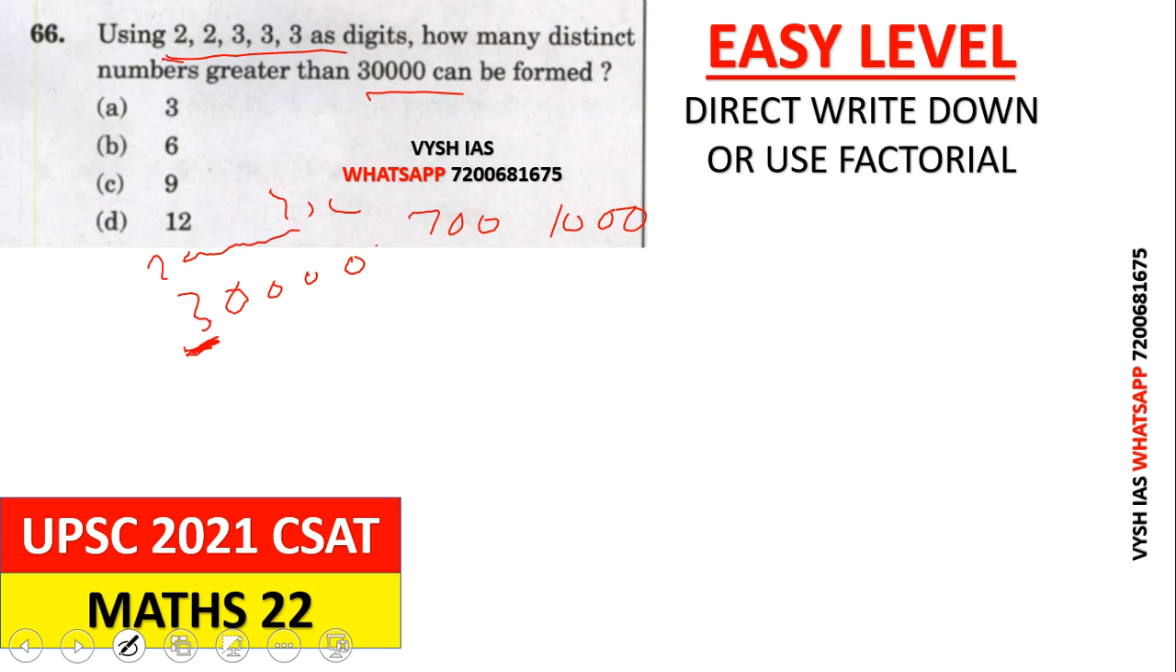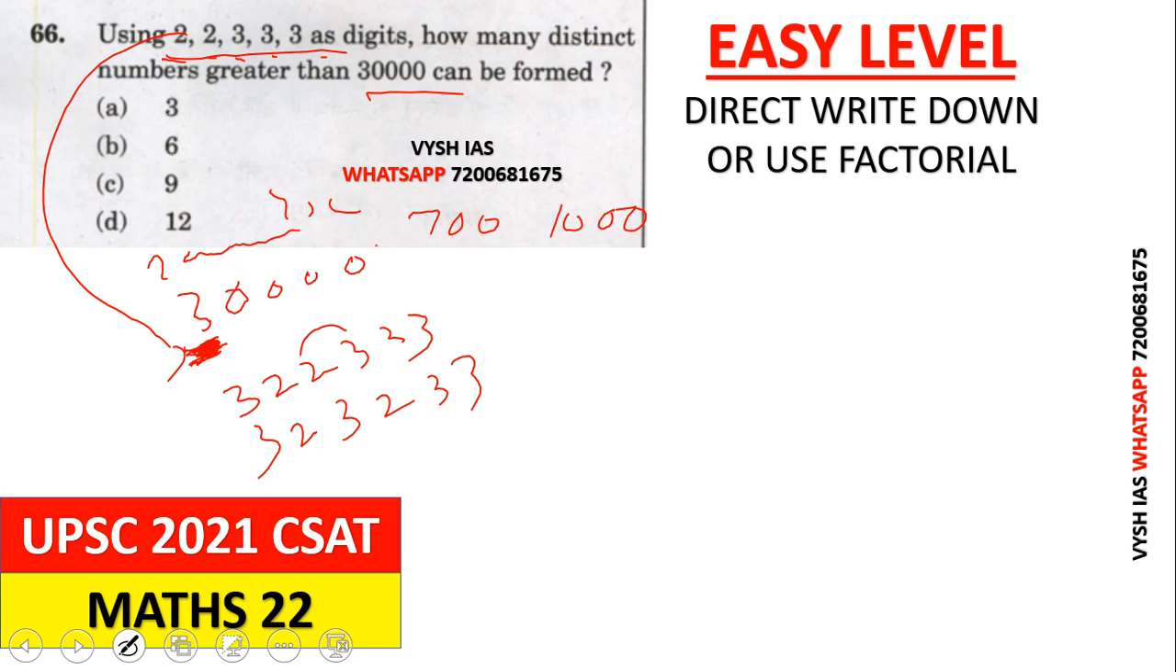Okay, because what are the digits given? 2, 2, 3, 3, 3. There is no 4, 5, 6, nothing is given. So this digit is fixed because you have to make it bigger than 30,000. So I will write a number using these digits. First I'll write 2, 2, 3, 3, 3. One number. Now 3 and then 2 and then shift this one. 3, 2, 3, 3. Like this, how many distinct numbers can be found?